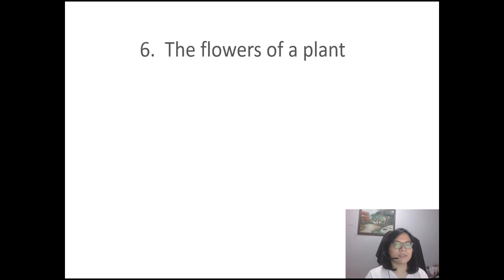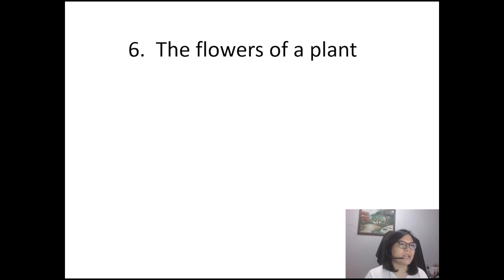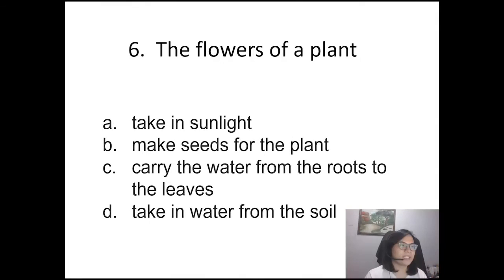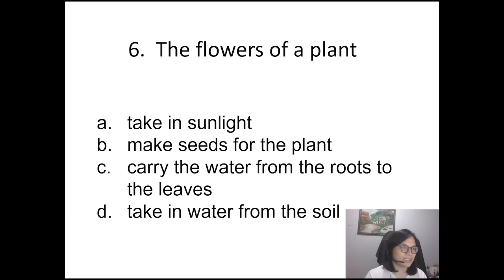So number 6, the flower of a plant takes in A, sunlight, B, makes seeds for the plant, C, carries the water from the roots to the leaves, and D, takes in water from the soil. So what's the answer? Is it A? Is it B? Is it C? Or is it D? So the answer is letter B.